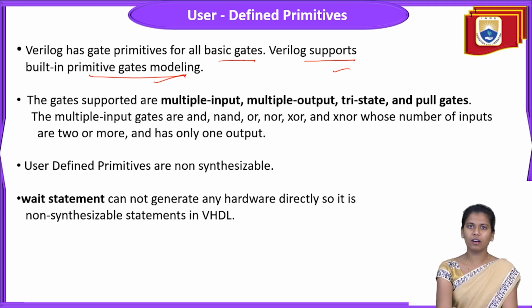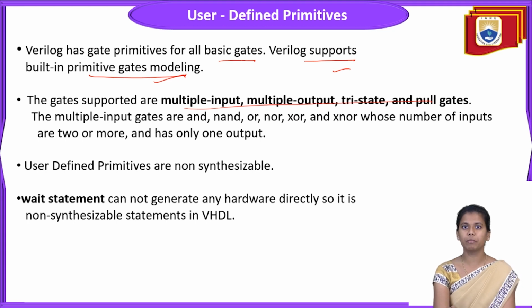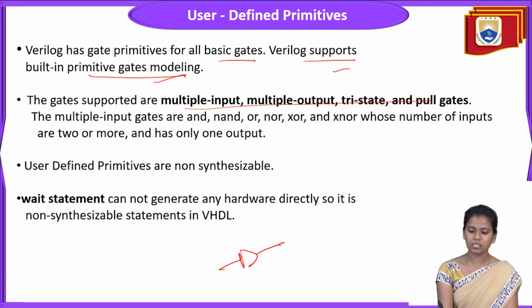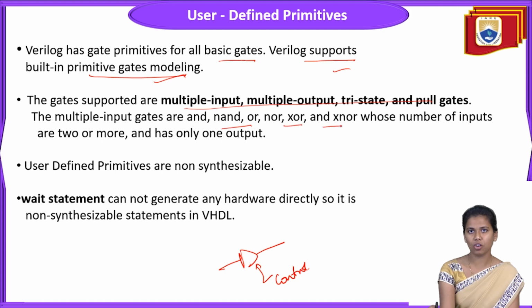Already in the previous session we discussed what multiple inputs, multiple outputs, and pull-up gates are. Here the gates also support multiple inputs with a single output, multiple outputs with a single input, a single input with a single output, and also a single input and single output with a control signal. The multiple-input gates are NAND, OR, XOR, NOR, whose number of inputs is 2 or more and which have only one output.